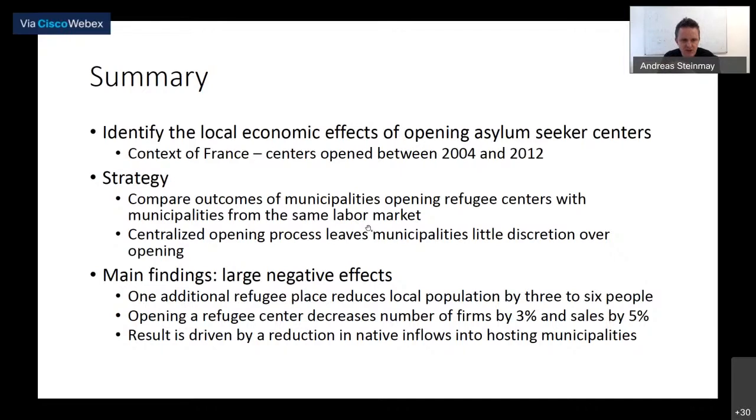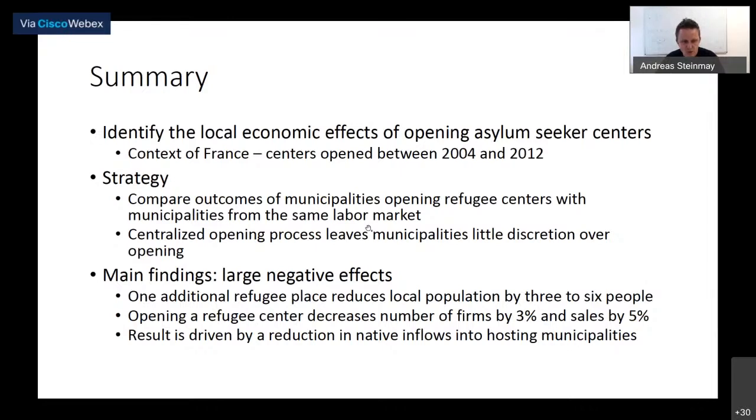Their empirical strategy is to compare the outcomes of municipalities that opened refugee centers with the outcomes from municipalities that did not. And to do so, as a comparison, they use municipalities from the same local labor market, so to ensure that they face similar economic shocks. The identification argument, the key argument they bring forward, is that this opening process is very centralized and so leaves municipalities little discretion over the actual opening of these centers.